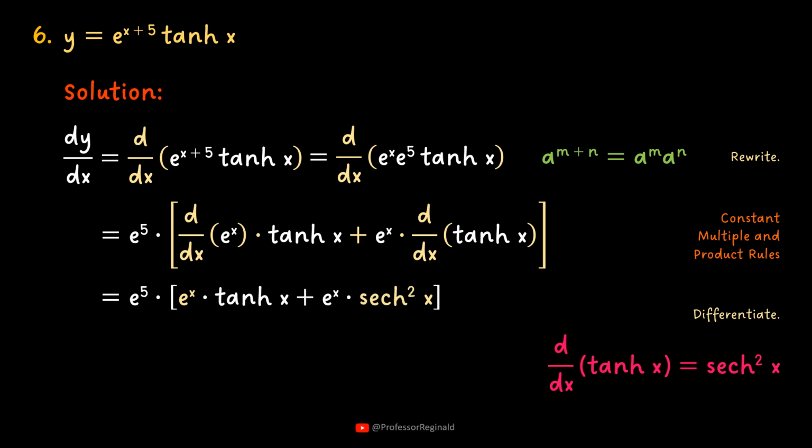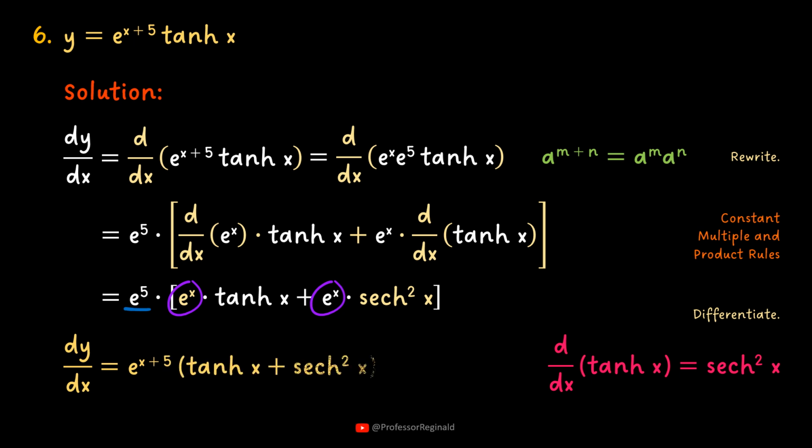And then simplify the derivative by factoring out a common factor and using a property of exponent to combine the factors outside the brackets. Thus, dy dx equals e raised to quantity x plus 5 times the quantity of hyperbolic tangent of x plus the square of hyperbolic secant of x.